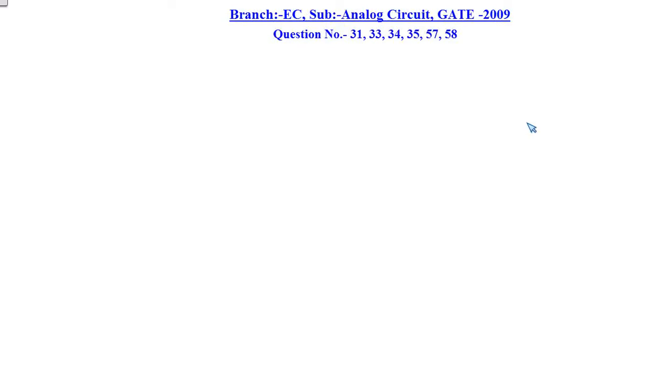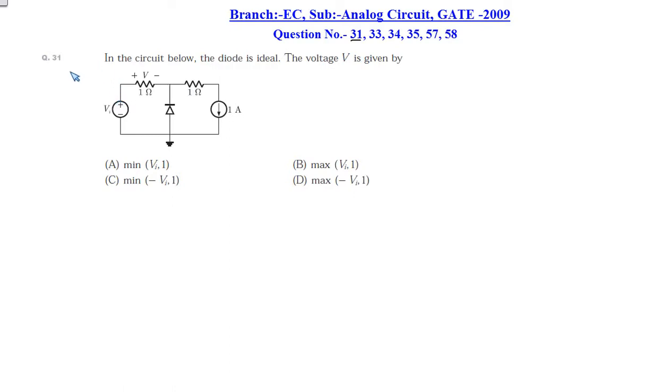Hello there. We are going to discuss detailed solutions of all the questions that appeared in GATE 2009 with respect to analog circuits. These are the questions that appeared in GATE 2009. If any question is missing, please let me know so that the question can be added here also. So coming to the questions, the first question is question number 31.